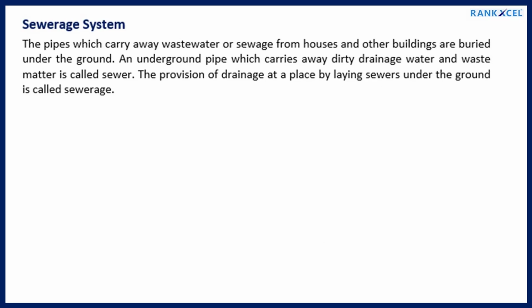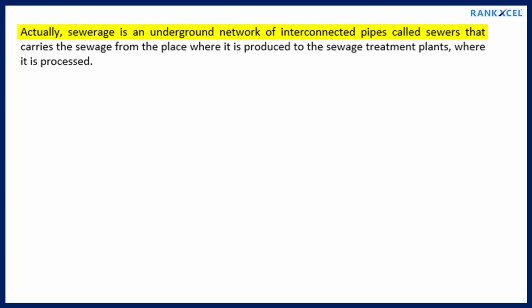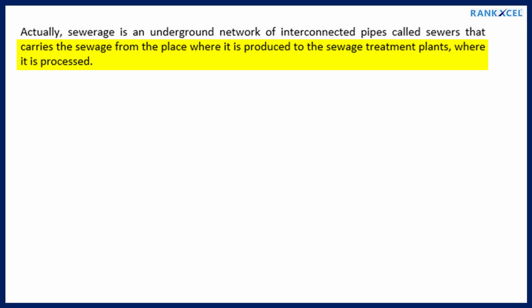Sewerage system. The pipes which carry away wastewater or sewage from houses and other buildings are buried under the ground. An underground pipe which carries away dirty drainage water and waste matter is called a sewer. The provision of drainage at a place by laying sewers under the ground is called sewerage. Actually, sewerage is an underground network of interconnected pipes called sewers that carries the sewage from the place where it is produced to the sewage treatment plants, where it is processed.